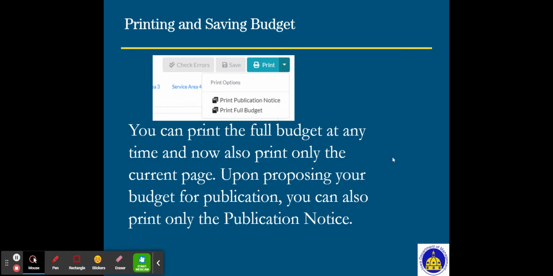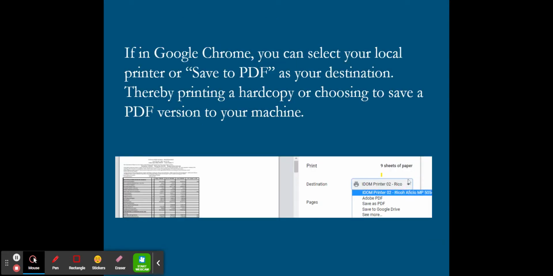Upon proposing your budget for publication, you can also print only the publication notice if you would seek that at a later time. If you're in Google Chrome, you can select your local printer or you can save off to PDF as your destination. So, either printing off a hard copy of your publication notice, or you can save it to your machine and then email it to your newspaper, or whatever your process is.